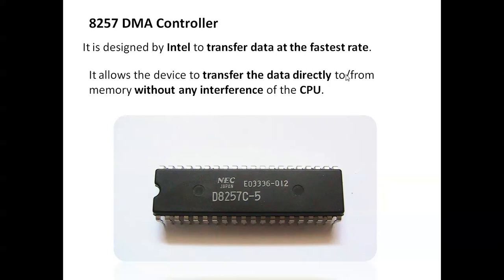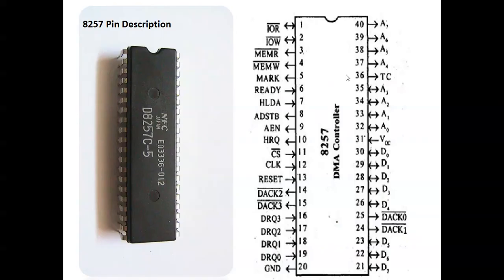Here, this is the chip of the DMA controller, the 8257. That's the number. So the device transfers the data directly to or from memory without any interference of the CPU. So this is called the DMA controller. Now the DMA pin configuration. Totally it has 40 pins.